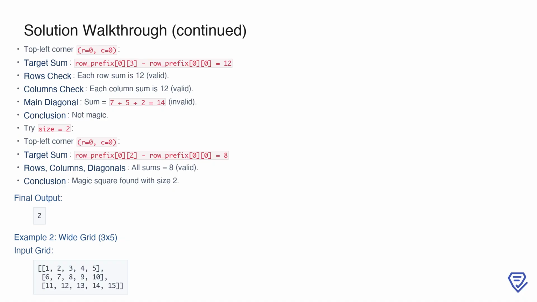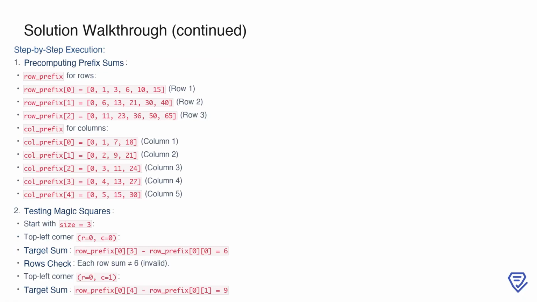Next, we reduce the size to 2 and test the top left corner again. For a 2x2 square, the target sum becomes 8. The rows, columns, and diagonals all sum to 8, confirming this subgrid as a magic square. Thus, the largest magic square in this grid has a size of 2. The final output for this example is 2.